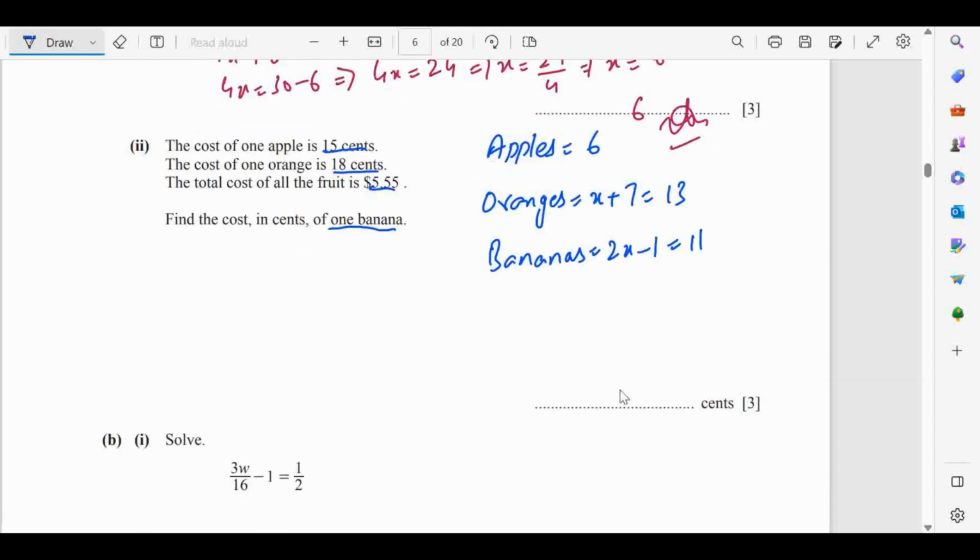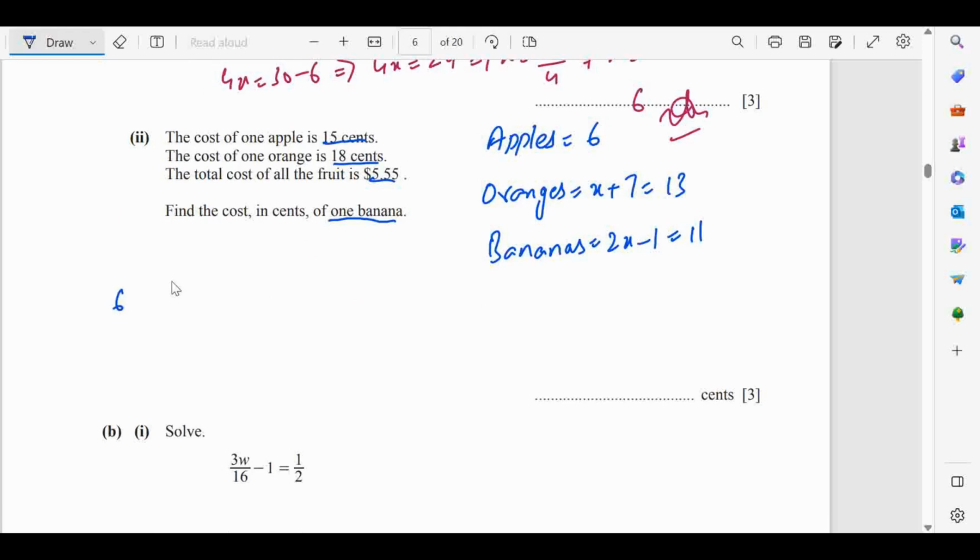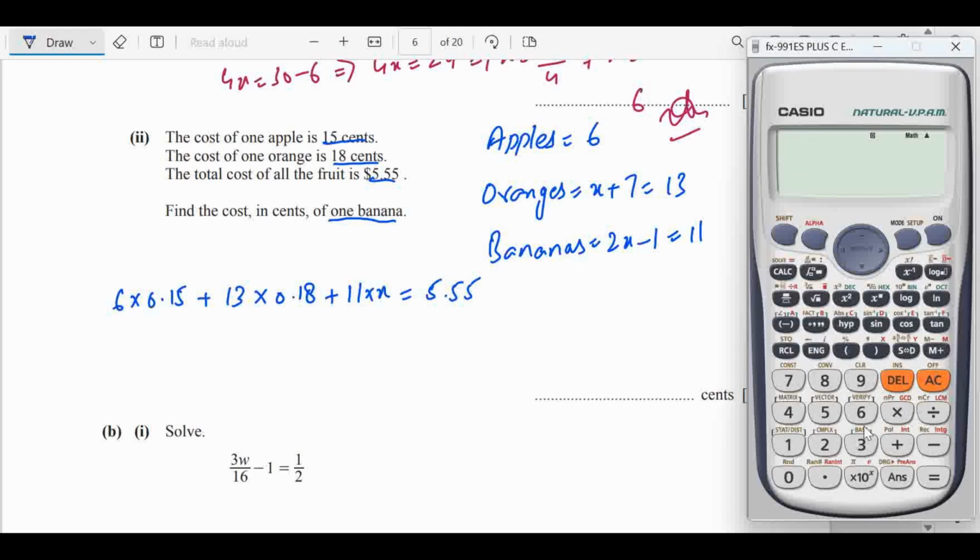Now we know the total cost. The cost of apples is 6 into 0.15, plus we have 13 oranges multiplied by the cost of oranges, 13 into 0.18, plus we have bananas, the cost of bananas will be 11 into x, which is equal to the total cost, that is 5.55. If we simplify it, 6 into 0.15 plus 13 into 0.18 will be equal to 3.24.